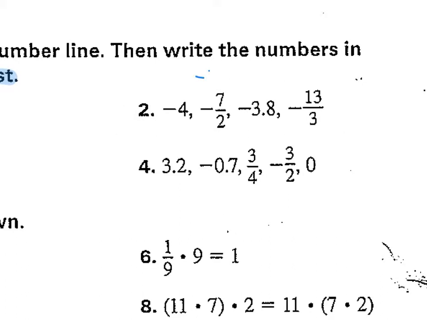So this is really negative 2.5, and this is really negative 4.3. Now, how I did that is I just took the top number and divided it by the bottom number. Okay, now you can order these from least to greatest, and do so on a number line.